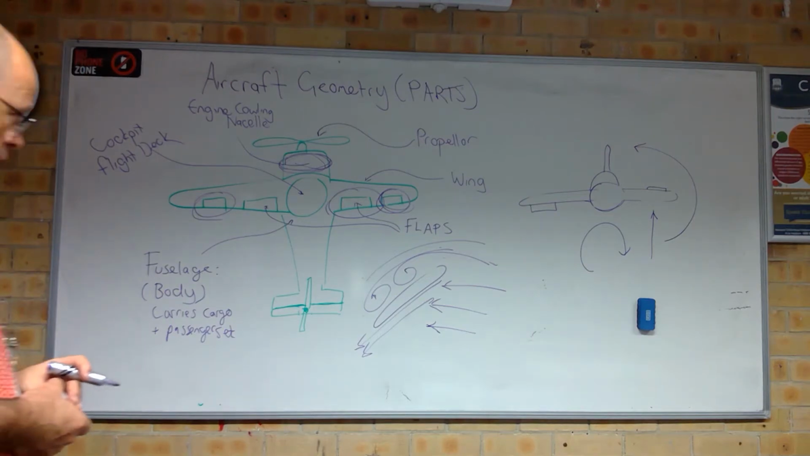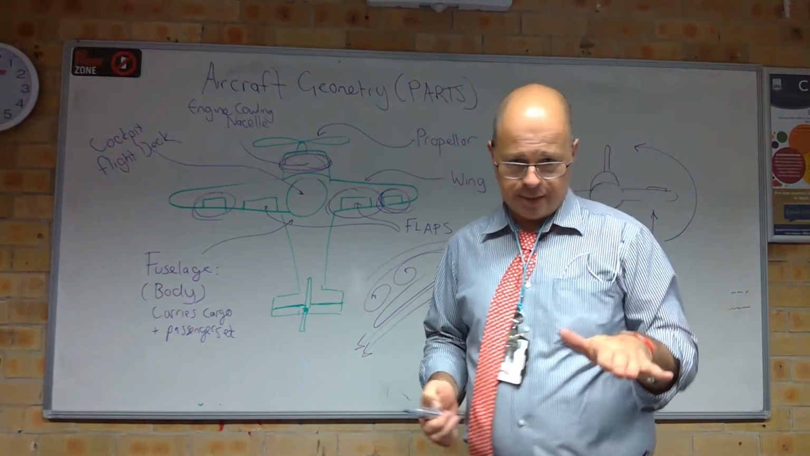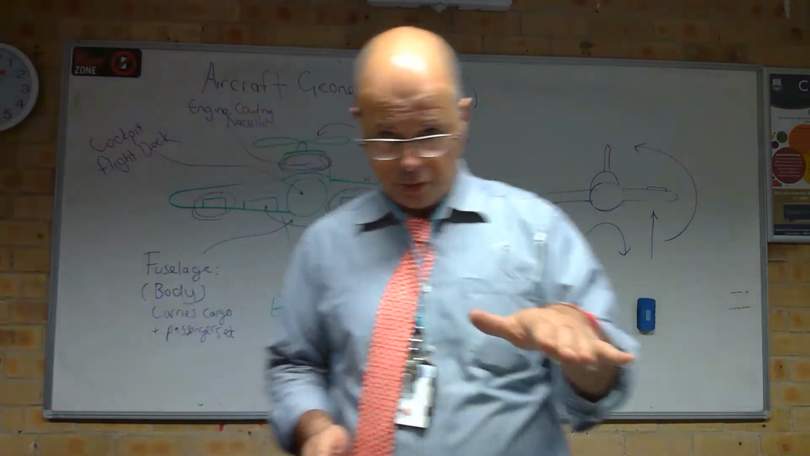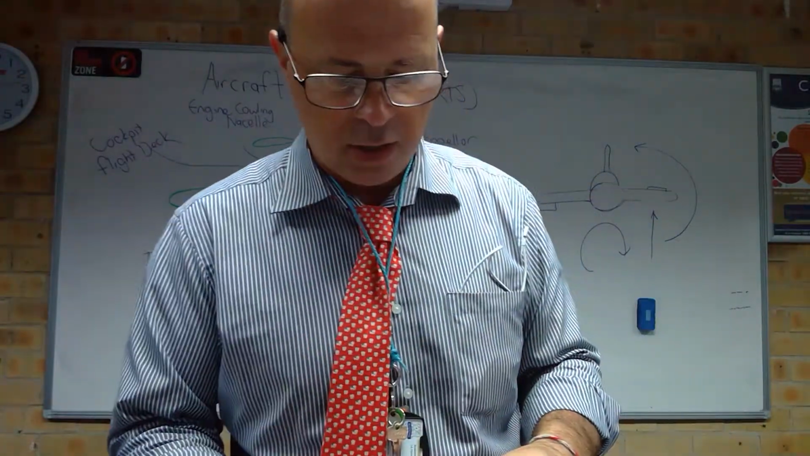So we've done our roll. Now, basically an aircraft has a series of control surfaces that allow three-dimensional manipulation of the aircraft when it's flying. Okay, so we've done rolling.